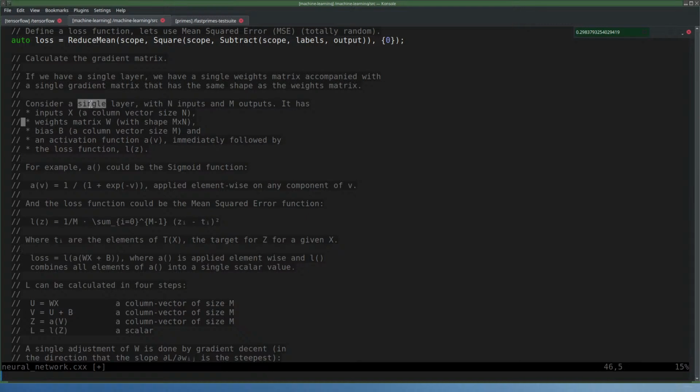So we have a single layer, then of course we have a single weight matrix. And that is going to come with a single gradient matrix, which I want to calculate. And that has the same shape, so the same number of columns and rows. In fact, what we're going to do is consider a single layer with n inputs and m outputs.